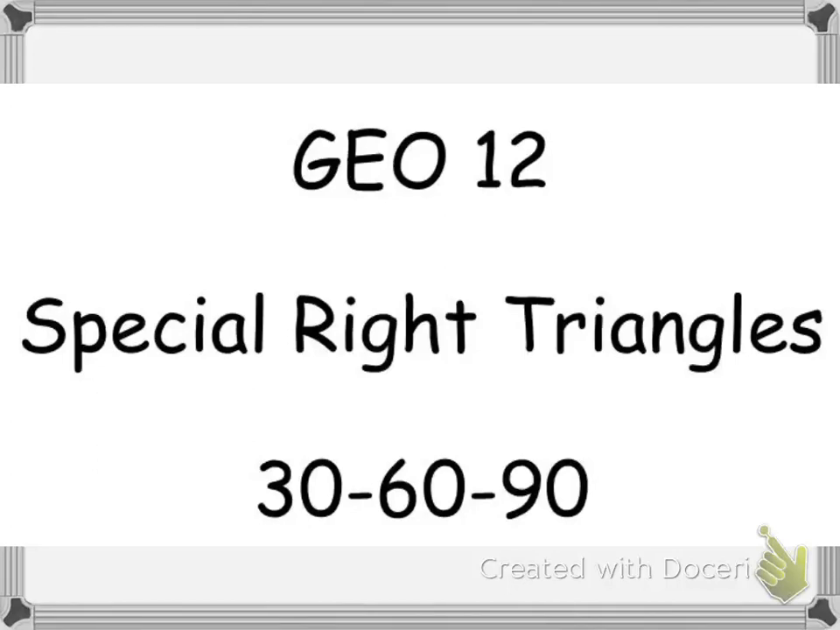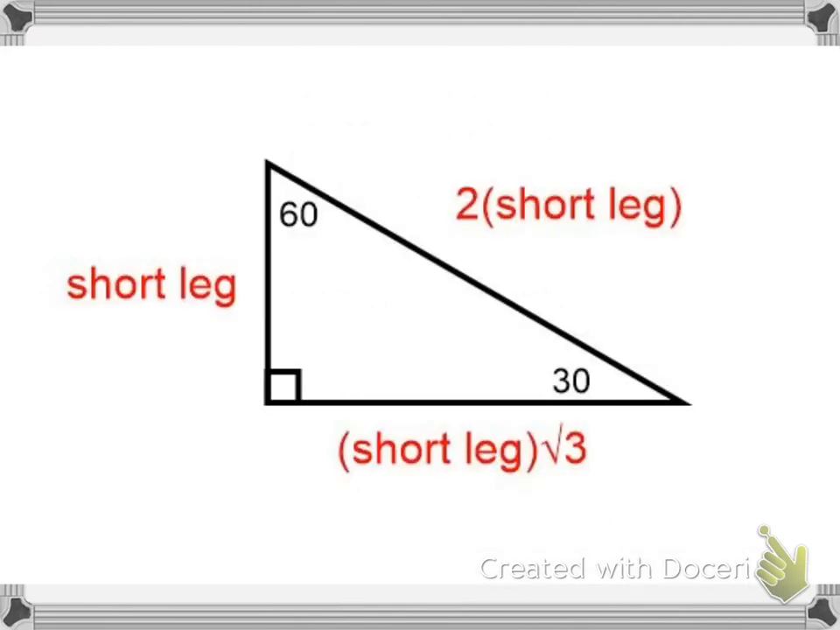Hi again, everybody. Let's talk about the activity that you just did now using your other special right triangles, which are called your 30, 60, 90s, based off of the angle measures that they have. What you found this time is that there's a relationship with what we call the short leg. The short leg is the leg of the triangle that is opposite the smallest angle, which is your 30 degrees.